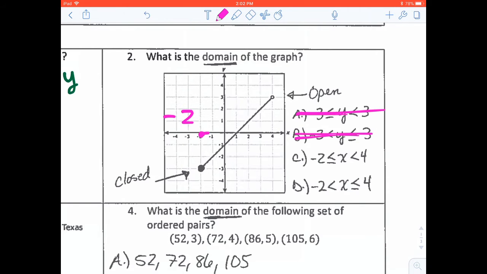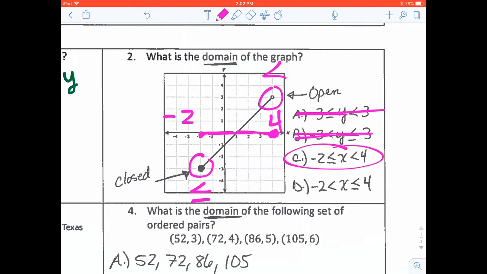But now what you have to do is look at open and closed circle. A closed circle has the equal sign. An open circle does not have the equal sign. So we say -2 less than or equal, put your X in the middle, and then you have just the less than only 4.